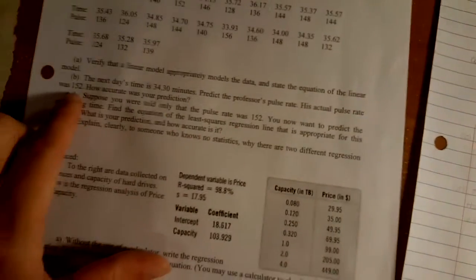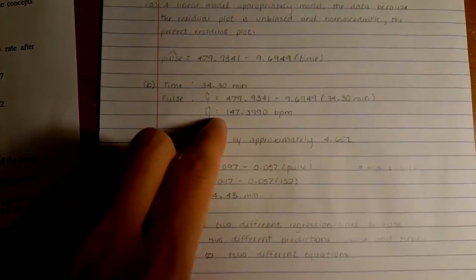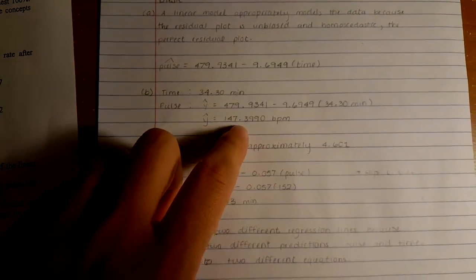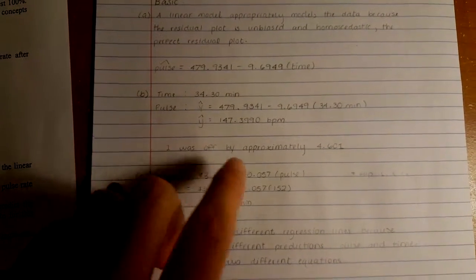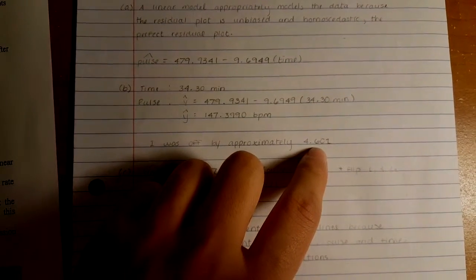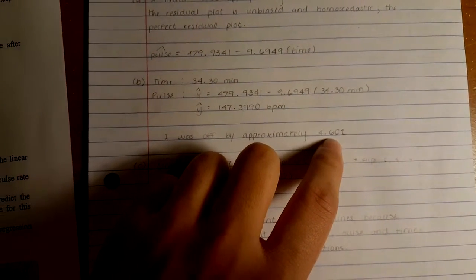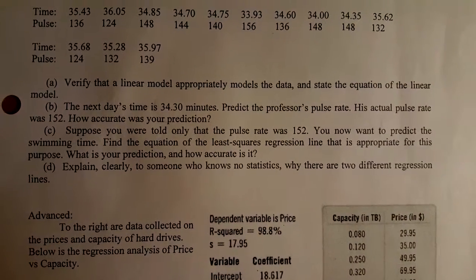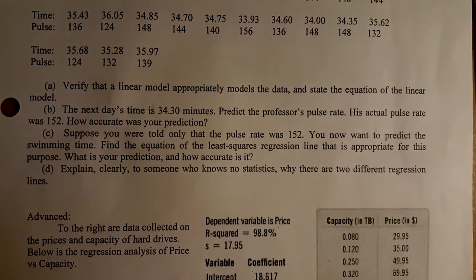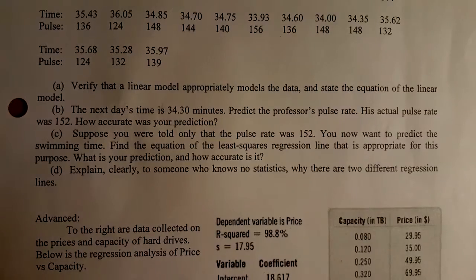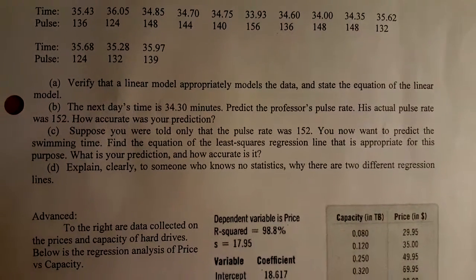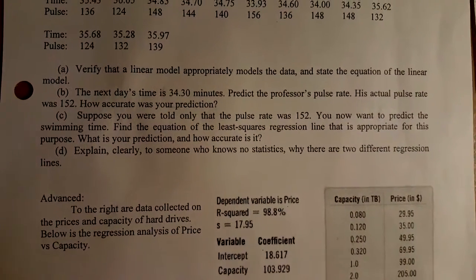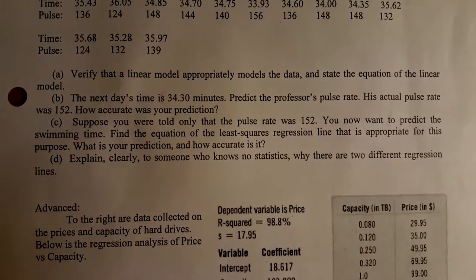And it says how accurate? Well, his actual pulse rate was 152. So if you subtract 152 and 147.3990, you were approximately off by 4.601. Suppose you were told only that the pulse rate was 152. You now want to predict the swimming time. Find the equation of the least squares regression line that is appropriate for this purpose. What is your prediction and how accurate is it?